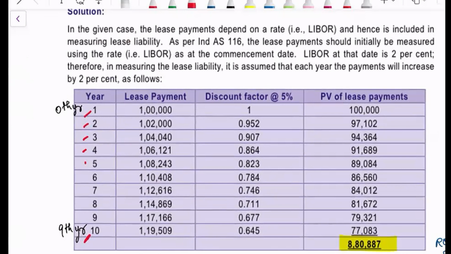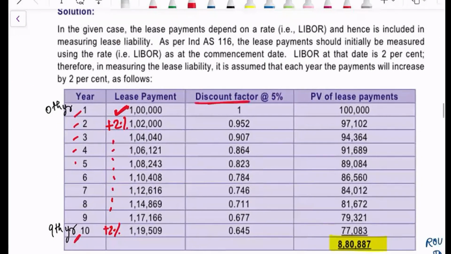Okay, you're going to have the lease payment. The lease payment is going to start with 1 lakh rupees at year 1 and is going to increase by 2% until year 10. So now you have found that out also. And what is the discount rate? The discount rate is 5%.